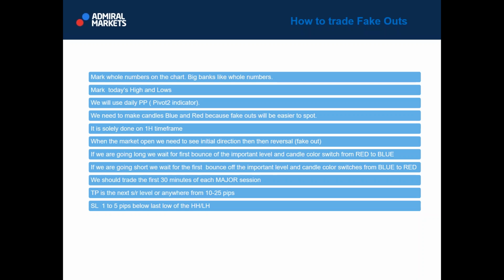So immediately at the color change, you open your trade. There is no way you can put on any pending order. You need to carefully observe the price, and literally at the first notice of a color change, you open the trade. Okay, stop loss is 1 to 5 pips below last low or last high. TP is the next pivot point, or anywhere from 10 to 25 pips.